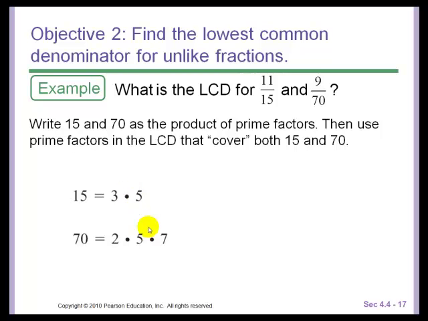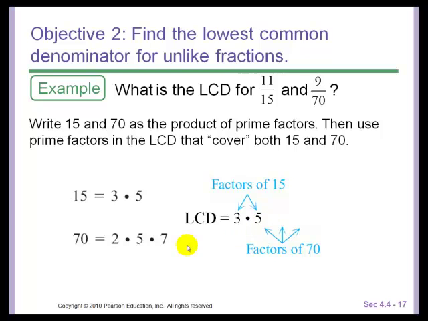Start with either one of these. I will choose to start with the factors of 15, which are 3 and 5. Then look at the factors of 70. Are any of these factors already included? Yes, the factor of 5 is already included, so what I need to add are the 2 and the 7. This is my lowest common denominator. When I multiply this together, I get 210. That is still a large number. Think about how much bigger this would have been had we included an extra factor of 5.